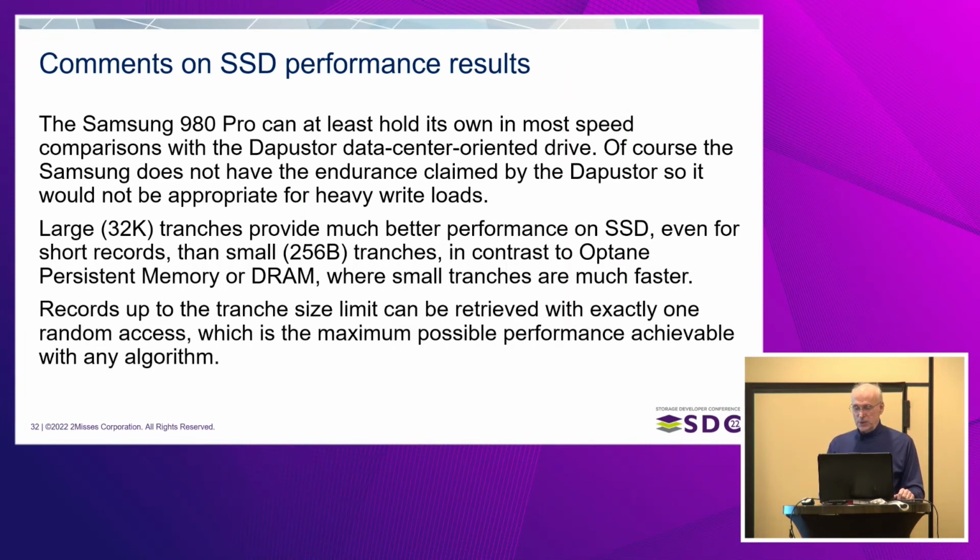And this is the key thing as far as SSDs. Records up to the tranche size limit, which as I said is approximately 32,000 in the SSD-built version of the program, a compile-time constant, can be retrieved with exactly one random access. You will never have to do more than one random access to get a record from anywhere in a file of any size, up to that 32,000 byte limit. So you would think that would be of some interest to SSD manufacturers or computational storage manufacturers, given that one random access is the best you could ever do. You can't do better than that if the data is reasonably uniform.